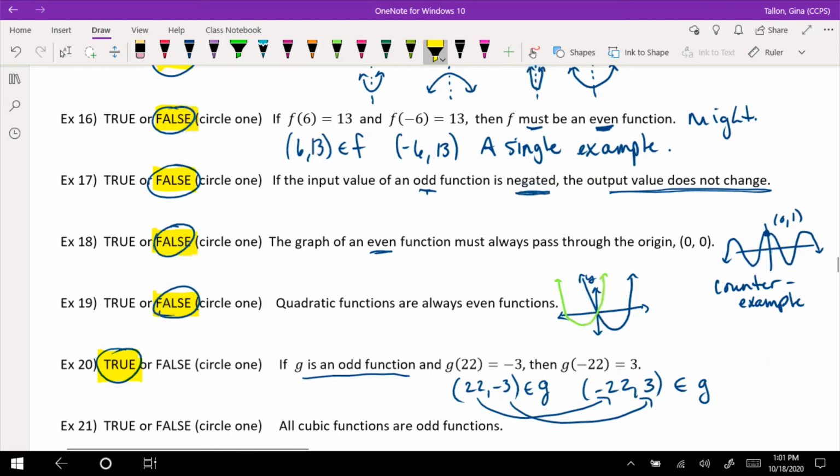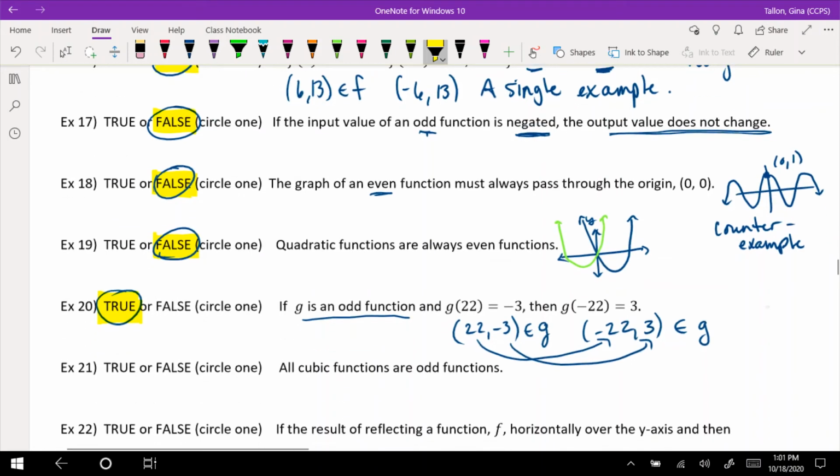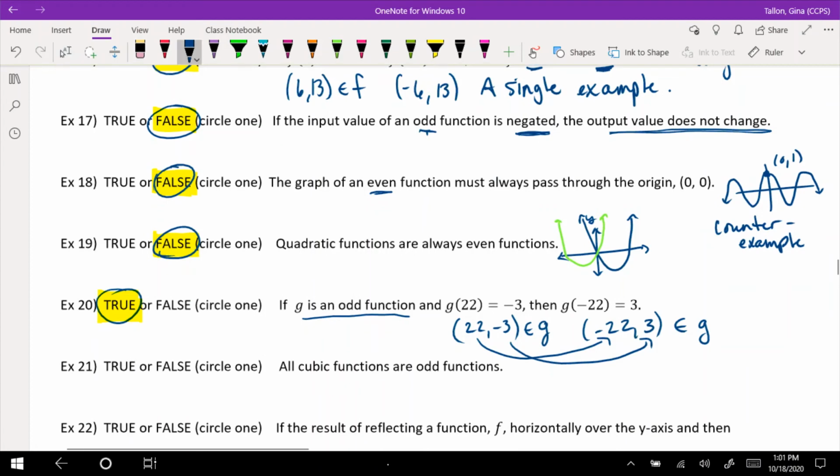Question 21. All cubic functions are odd functions. Well, let's think about that for a minute. All cubic functions are odd functions. I do know that the common cubic function, which looks like this, with a little wiggle going through there, f of x equals x cubed, is odd. I can tell it has 180-degree rotational symmetry.